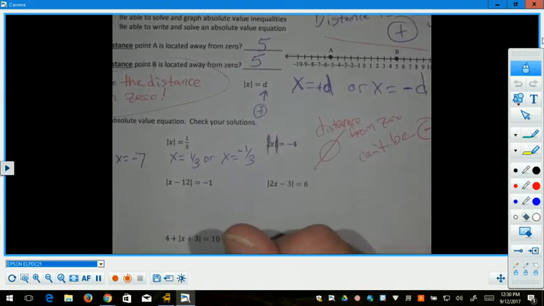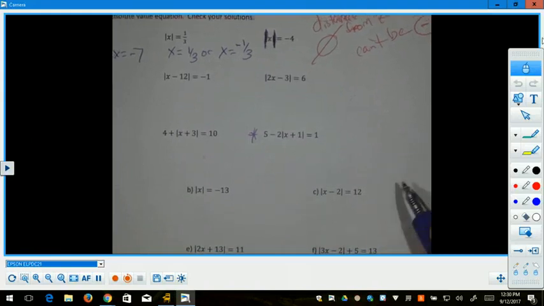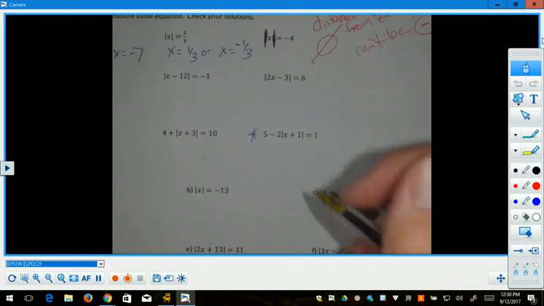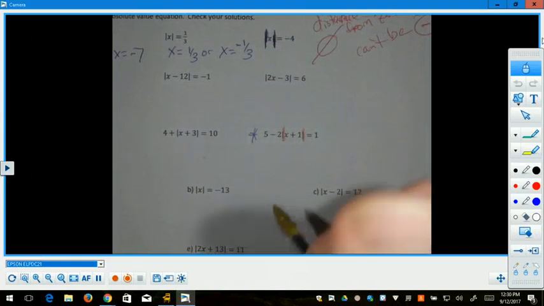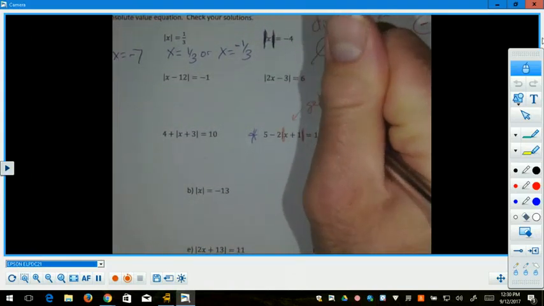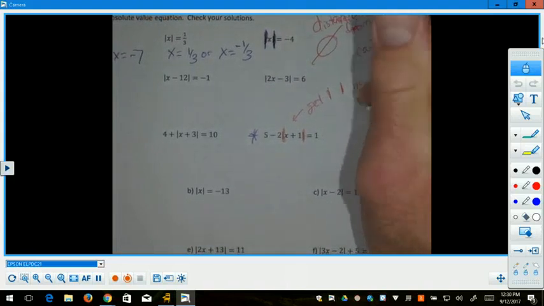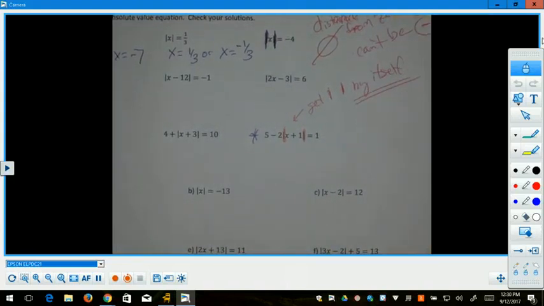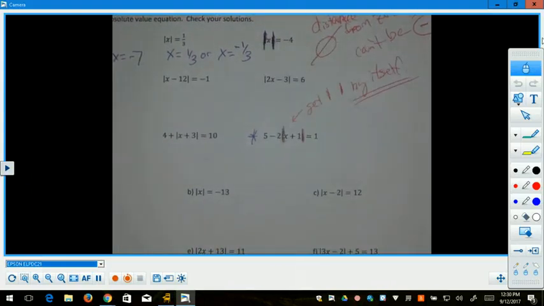All right, we're going to take a look at this problem right here, number 5. Number 5, I'm going to solve, and here's where people get confused. They're going, oh, Mr. Ritter told me the first step is to always distribute. Are those parentheses? No. This is like its own variable. Our job is to get the absolute value by itself. It's like its own variable, so we have to undo all the operations around it.